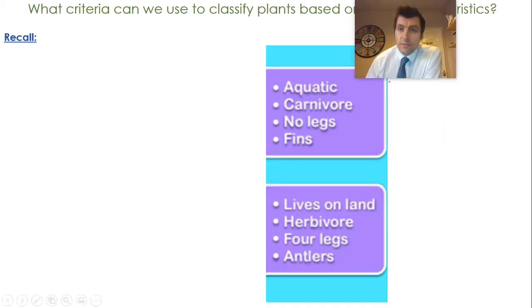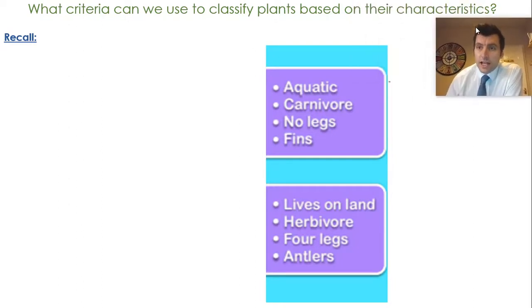Right, guys, first of all, a little bit of recall. Last week, you looked at some different organisms which were classified. Just a really quick thing. Can you remember these two animals? What were these two animals? So one of them was an aquatic carnivore with no legs, which had fins. One of these was a land-living animal, which is a herbivore with 4 legs and antlers. Pause while you remember.